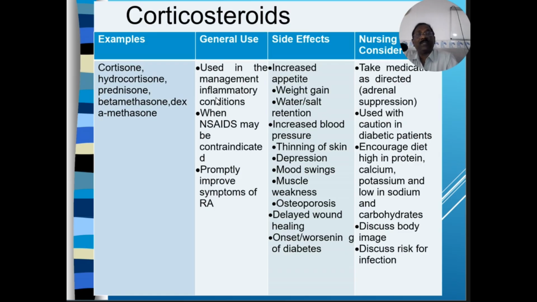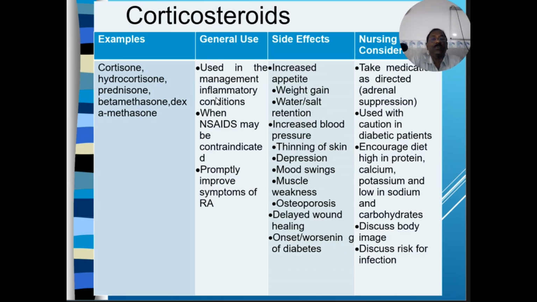And suppose the person is at risk of getting diabetes, with a strong family history and obesity. Definitely you are inviting diabetes by using steroids for a longer period. So they take medicines as directed. Use on an SOS basis only, and with caution in diabetic patients, because the control will be very poor.